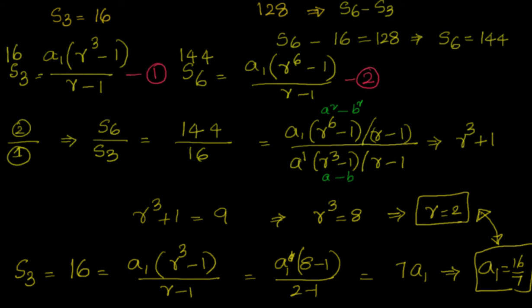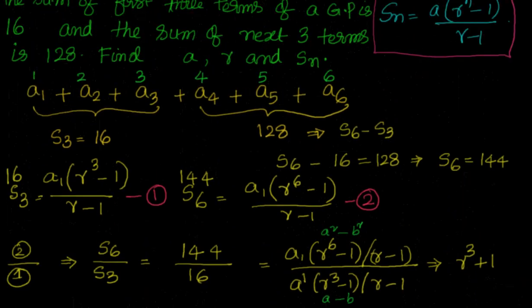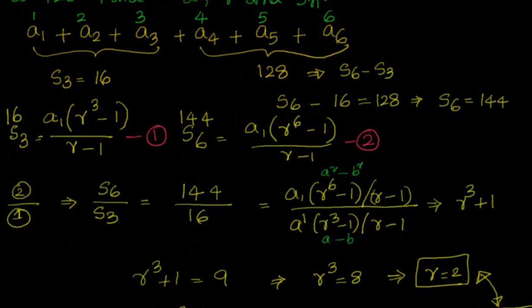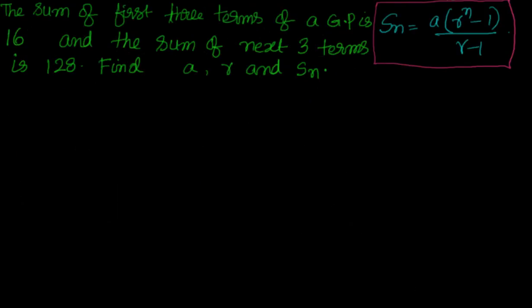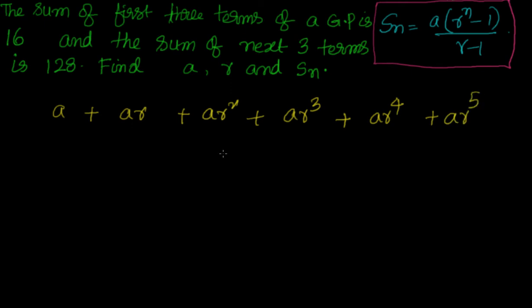Now let's do this in another way. We can do this in another way also. Let us look at how we can solve that. What I will do in this approach is I will just take a general geometric progression: a, ar, ar square, ar cube, ar to the power of 4, ar to the power of 5. These are the 6 terms.